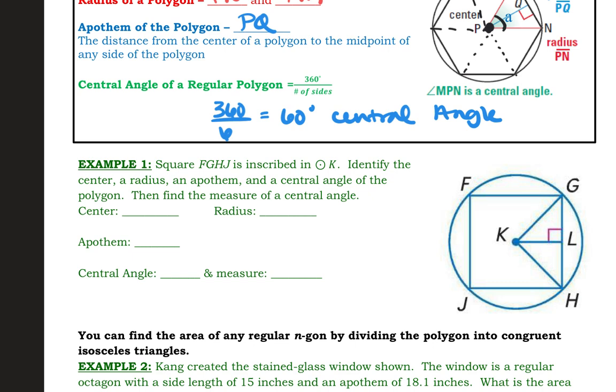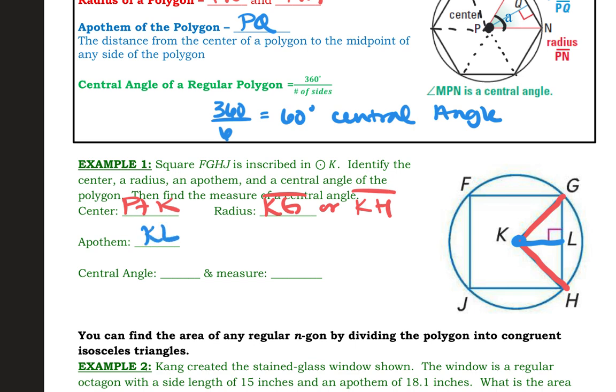Where's the center located at? Point K. The radius is from K to G. Good, always the vertex. So we can say K to G, or what else could we say? K to H. The apothem, again, it's like a radius, but the apothem goes only to the midpoint, to the side. So what would be an apothem? K to L.